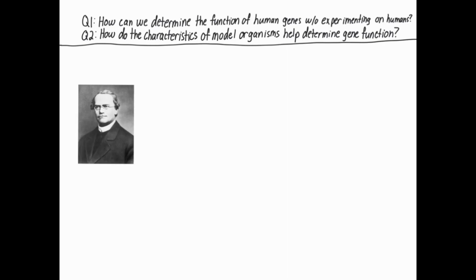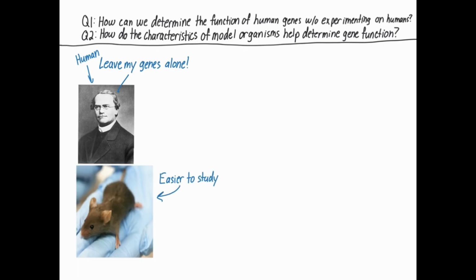Studying genes in humans presents technical, ethical, and experimental problems. So, how can we determine the function of human genes? One approach is to find a species that is easier to study, like a mouse, and that also has most of the same genes as humans.